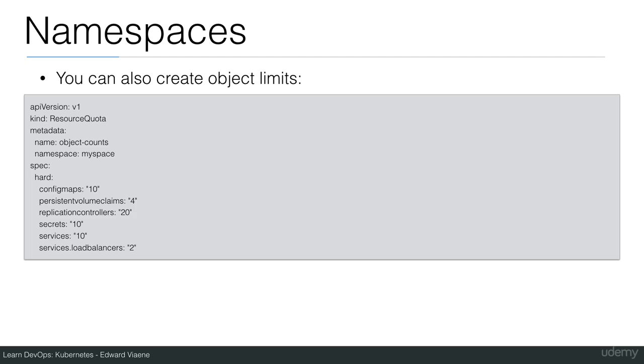Here is an example where we specify limits on objects. So we can say, in this namespace, myspace, you can only have 10 config maps, 4 persistent volume claims, 20 replication controllers, 10 secrets, 10 services, and only 2 load balancers. Those load balancers can be interesting because on AWS they cost money for every load balancer that you have. So these are things that you typically want to restrict. In the next demo, I will show you how this works.